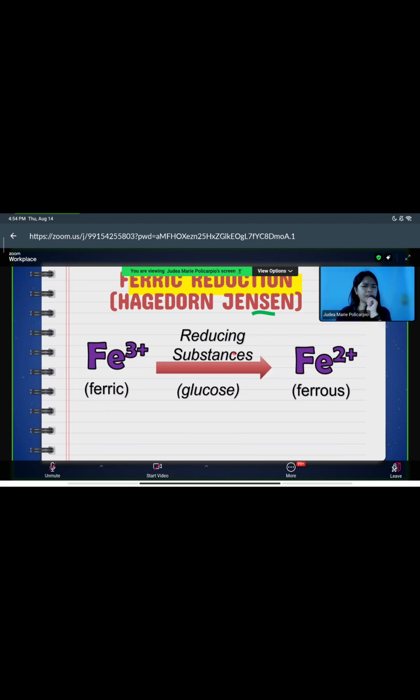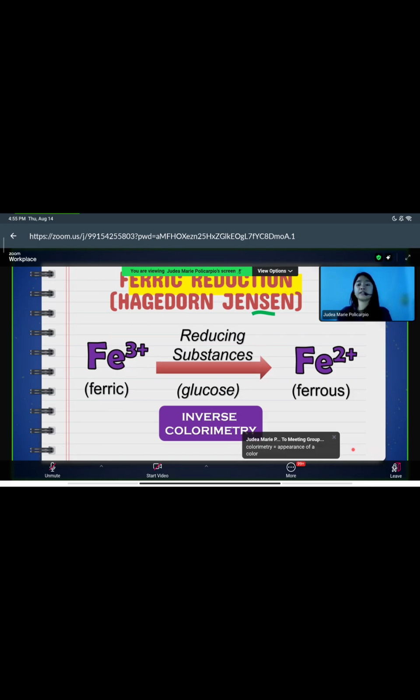Pero meron pang isa pang point of difference. Aside from using copper kanina tapos iron ngayon, another point of difference is that ferric reduction is based on what we call an inverse colorimetry. Ano yung ibig sabihin ng inverse colorimetry? Kabaliktaran ng colorimetry. Kadalasan pag colorimetry, we are looking for the appearance of a color. Pero kapag inverse colorimetry, it's just the opposite. You are looking this time for the disappearance of the color.